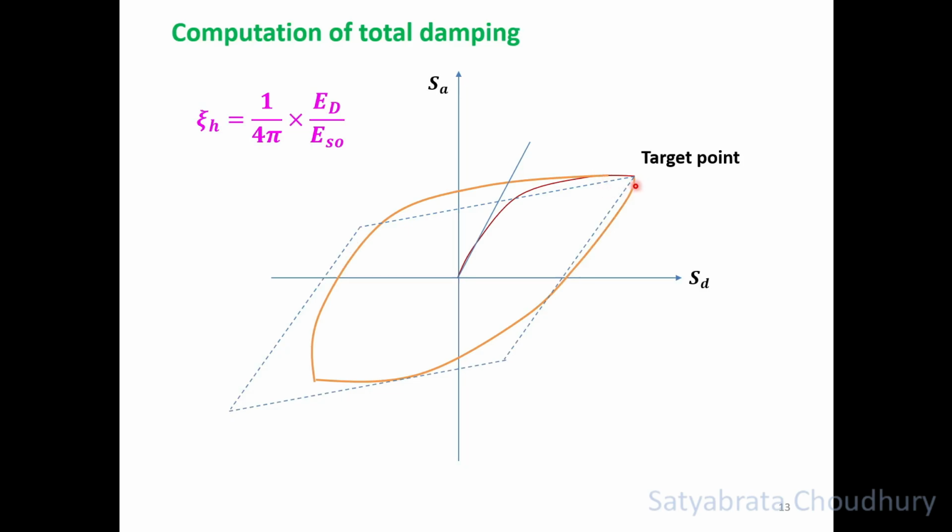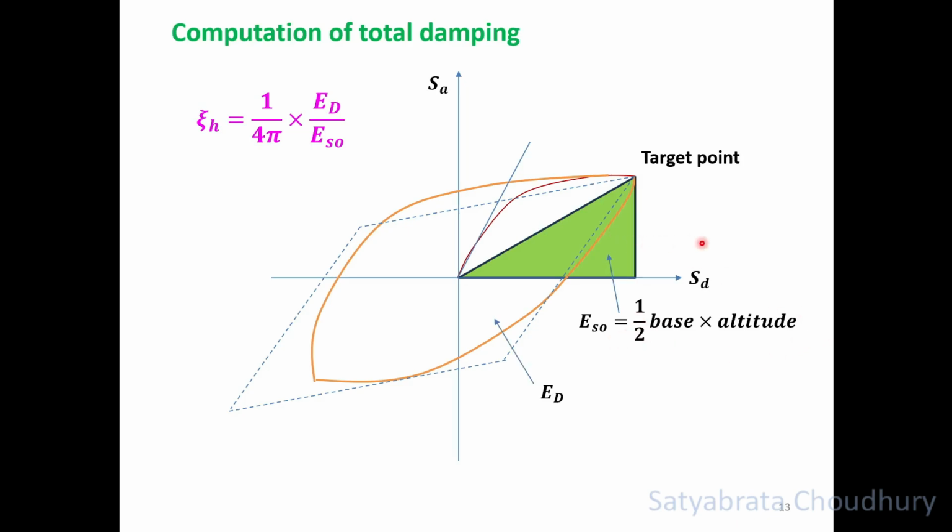How is it drawn? This is the performance point, and here will be the yield point. So this way we get this line, then other lines are parallel to this. The strain energy is from the origin to the maximum point, that is the target point, whatever distance is. If we take this as the base and this height as the altitude, then we will have base into altitude, the area of this green diagram. And ED is the area under this hysteresis loop, which is also equal to the area under the parallelogram shown here.